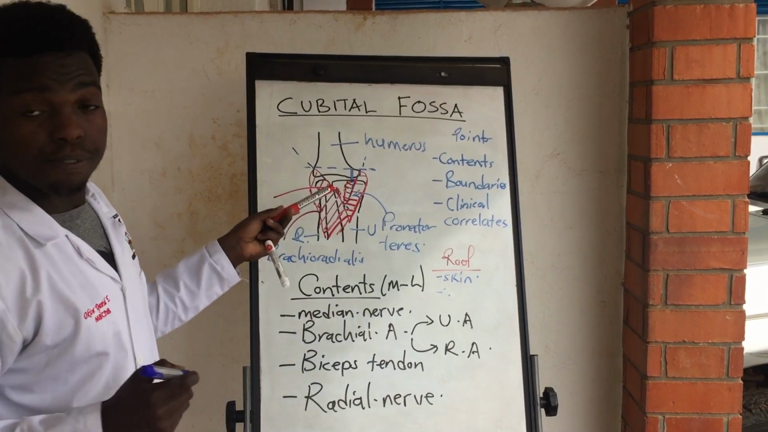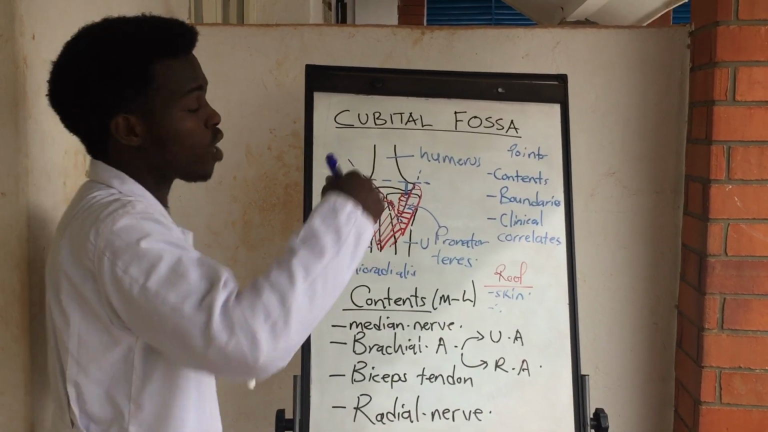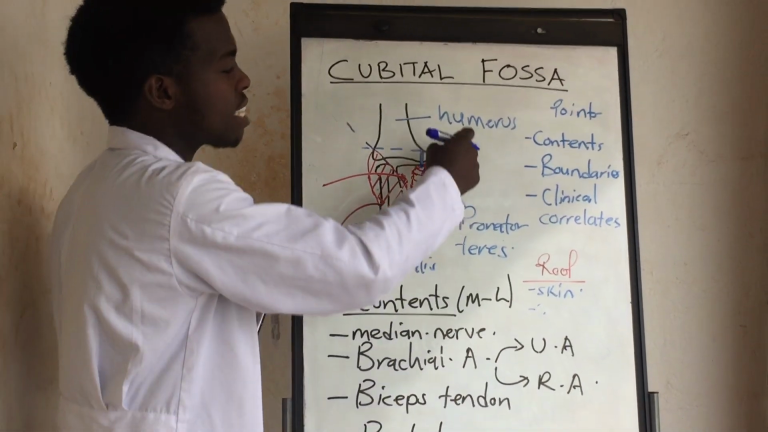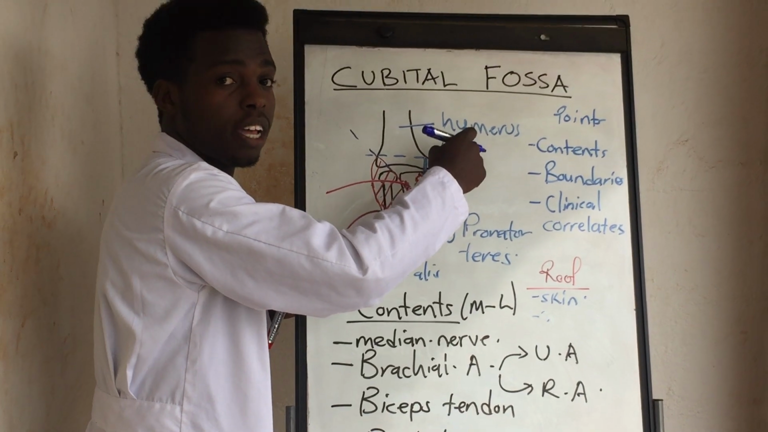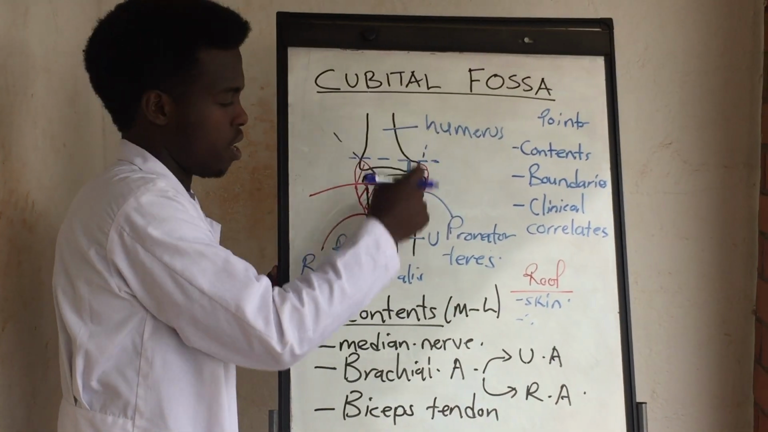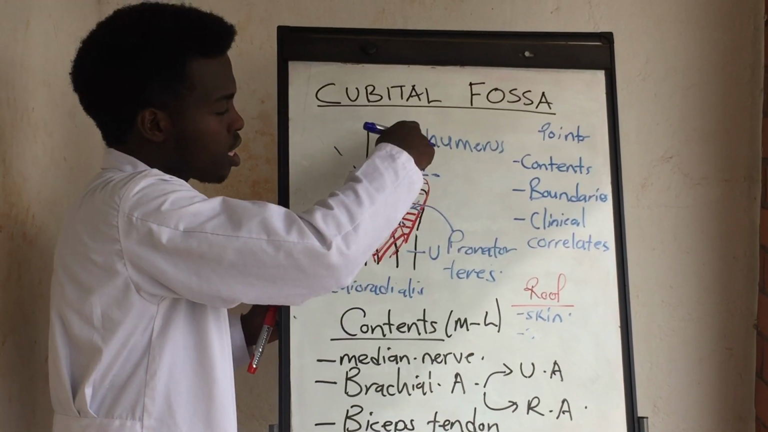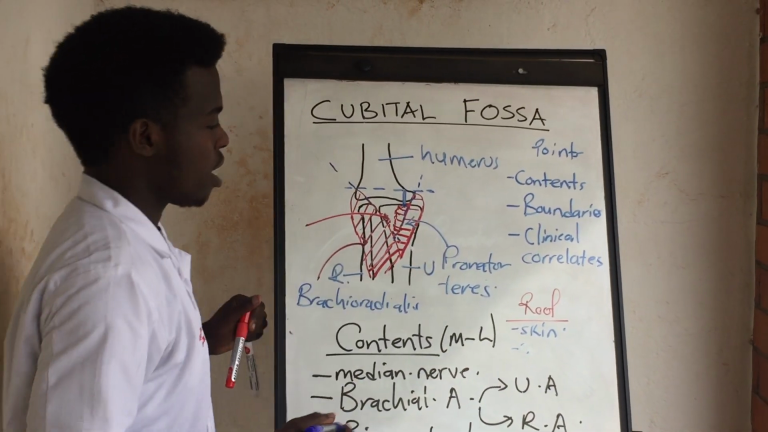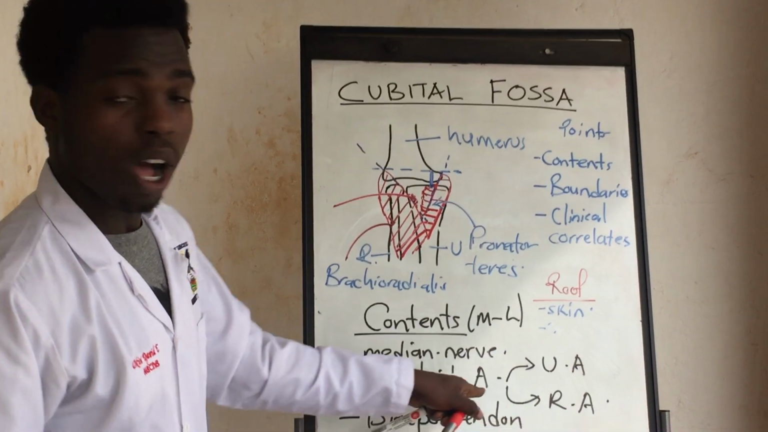So this median nerve, if it is traced carefully, is going to run between the two heads of the pronator teres. Remember, the pronator teres has an origin from the medial epicondyle and also another origin from the ulna. So this median nerve is going to pass through the two heads of the pronator teres. Then after that, you're going to have the brachial artery.